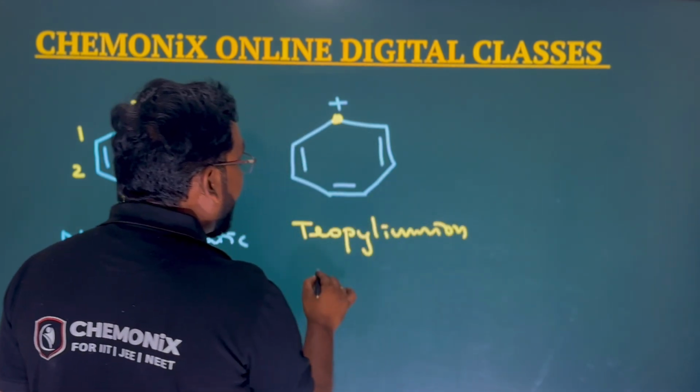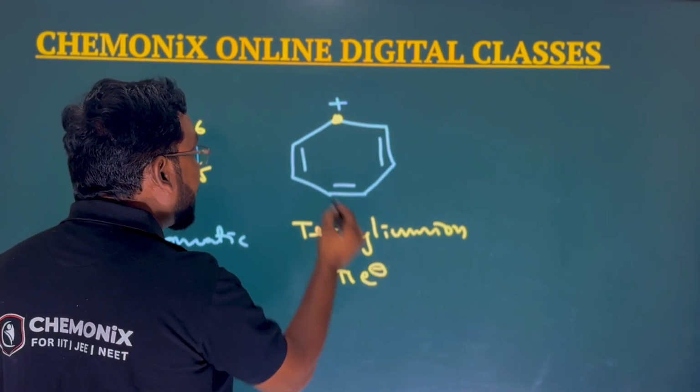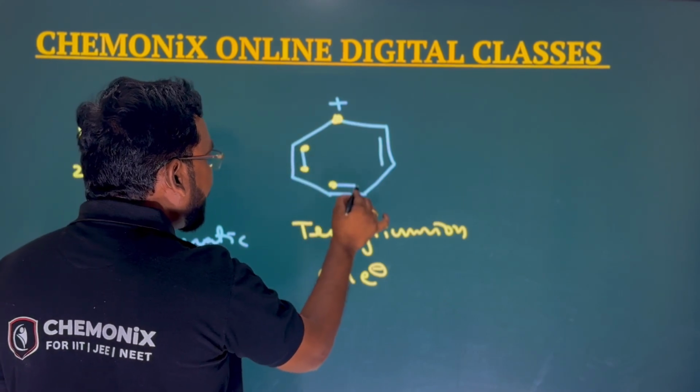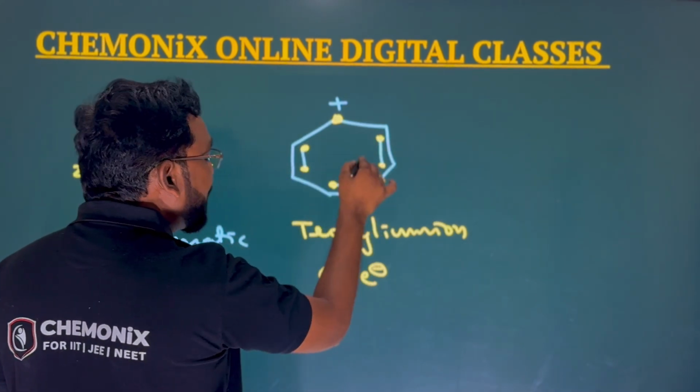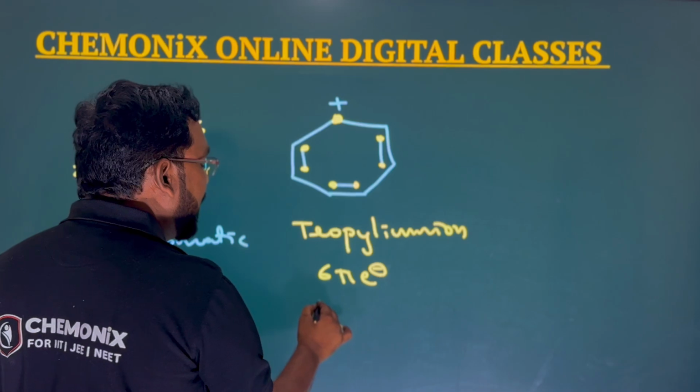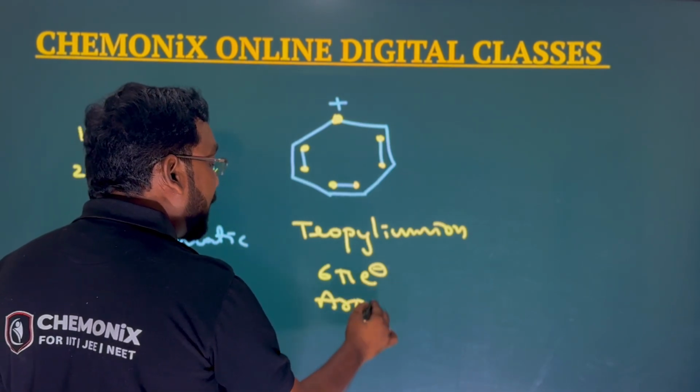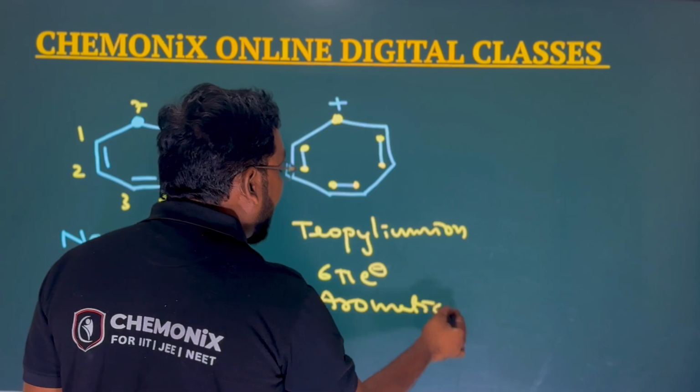This tropylium ion contains 6 conjugative pi electrons. See here, positive charge means there is no electron, and here 3 conjugative pi bonds are there, 3 into 2, 6 electrons. Therefore this is a non-benzenoid homocyclic aromatic compound.